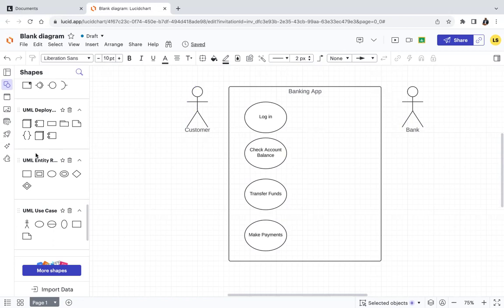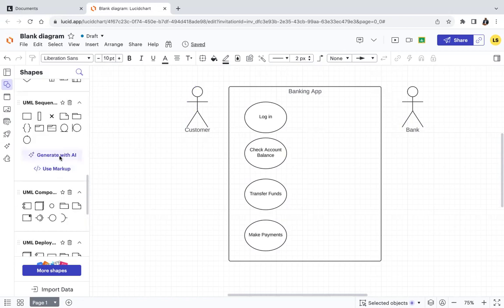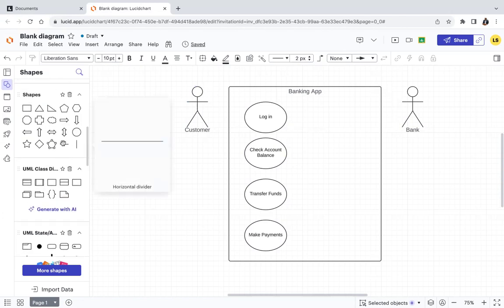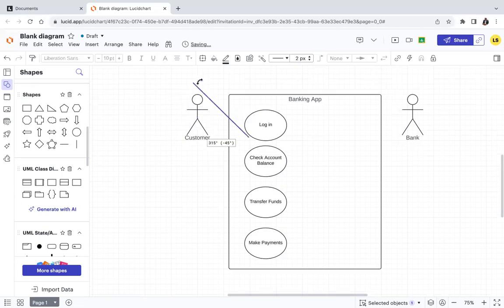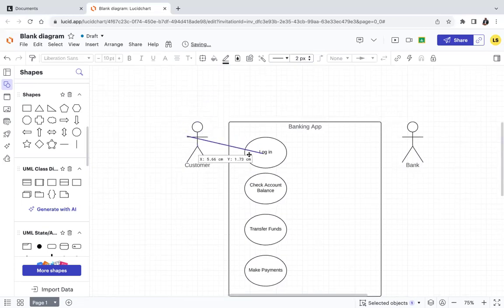So now let's do this together. Where do we get a solid line? Okay, we can borrow this from, yeah, where we can say a customer can log in. A customer, what else can a customer do? Can check balance. Okay.